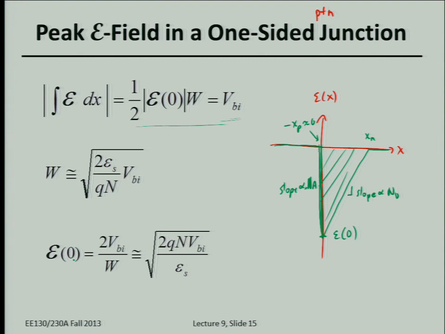Electric field is just the change in voltage over distance. So you drop V_BI over W. The total voltage drop is V_BI. The distance across which you drop it is W. So the peak electric field, interestingly, increases with the dopant concentration. And ideally, it should be less than about a megavolt per centimeter if you want to avoid junction breakdown. But we'll cover that next week.